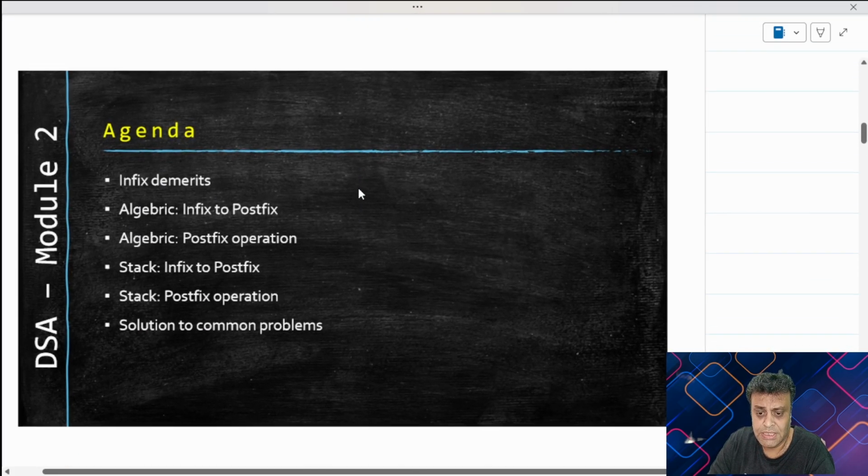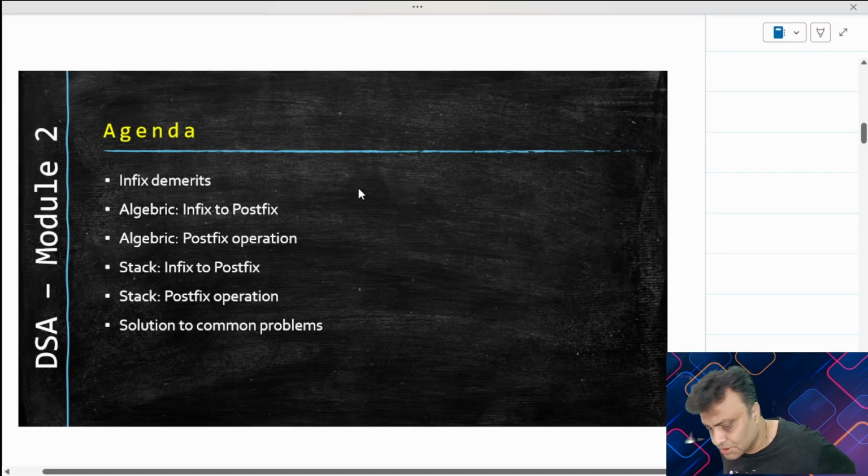Now, today's agenda is on the infix side. We will be doing the demerits of infix. We will talk about how to resolve an infix expression. We will talk about how to convert an infix expression to a postfix expression. And then we will also see how to evaluate a postfix expression. All of this we will repeat both algebraically as well as using stacks, because we have been talking about stacks in the last couple of lectures. We will stick to that.